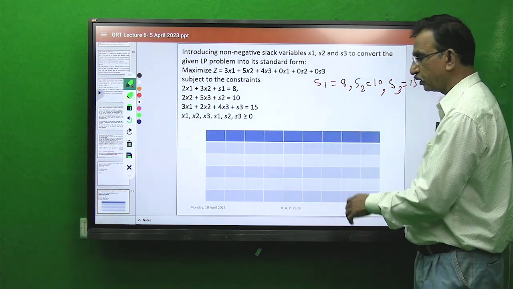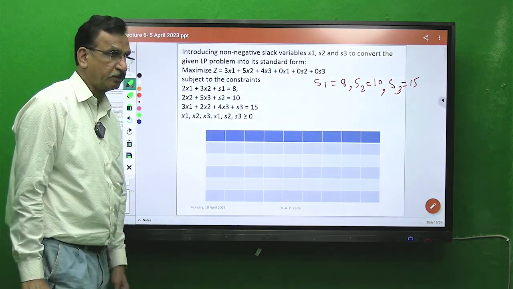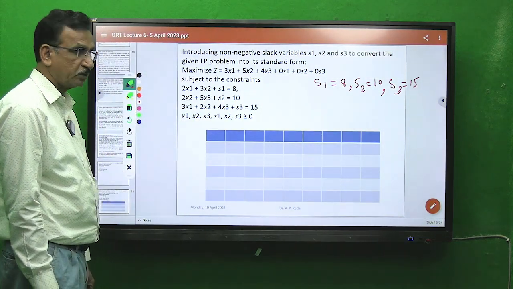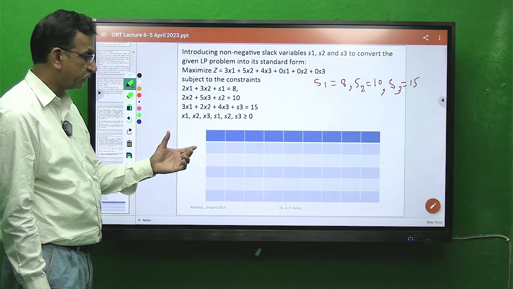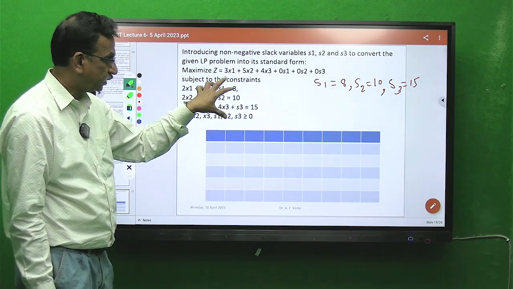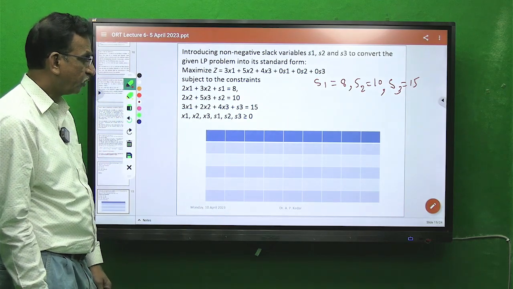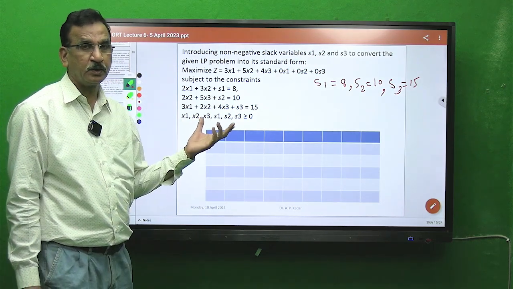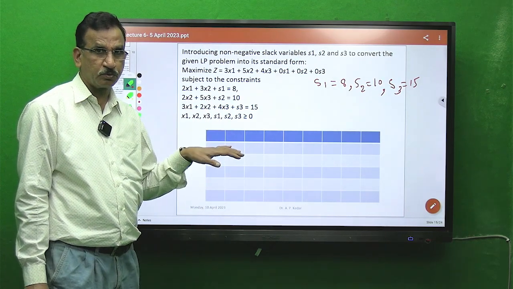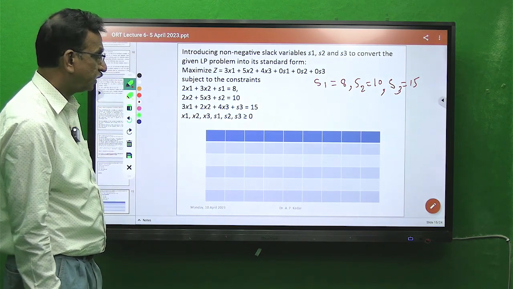And if you recall, in the previous lecture we have seen the body and identity part of the matrix. Now what we will be doing? We will be putting this data in the form of a simplex table. If you recall, in the simplex table there is one Cj row, Zj row, like that. So we will be putting those values here.